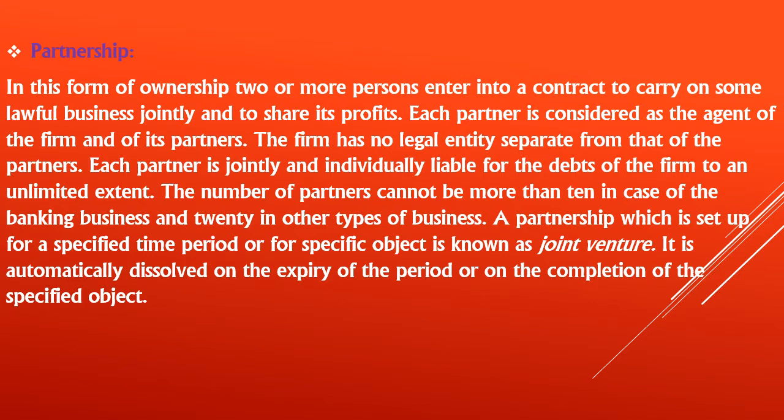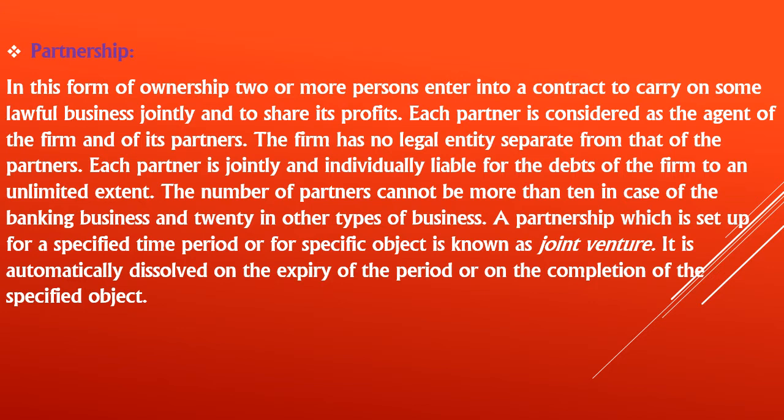It can go across the assets that they own. In the case of the banking sector, the members cannot be more than 10, and in other types of business the maximum is 20. A partnership which is set up for a specified period or some special object, like construction of a road or building, is called a joint venture, and it automatically gets dissolved whenever the specified object is completed.